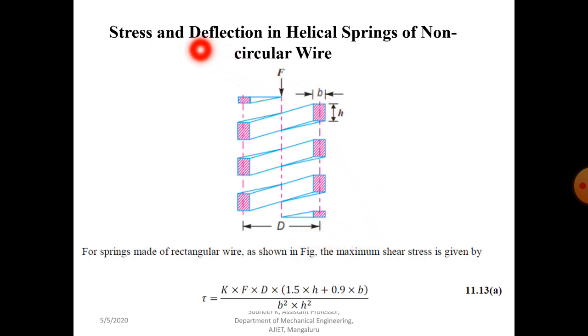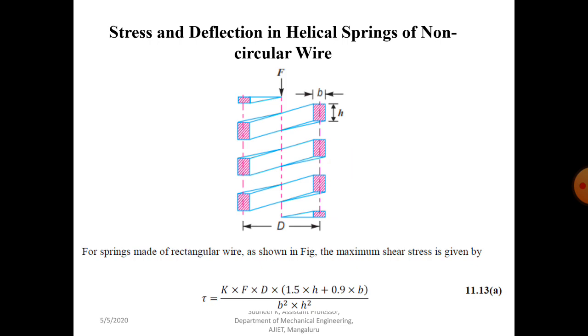Similarly, you will get a deflection equation, the next equation, that is 11.13b in your data handbook. This is about non-circular wire, because the usage of this type of spring is very less. One of the important springs in the design of springs is the helical spring.